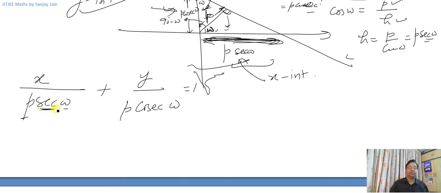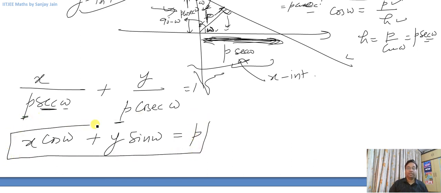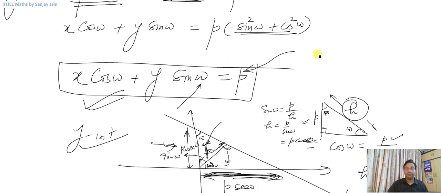So if I bring this secant omega in the numerator, it will become cos omega. So x cos omega plus y sin omega, and I will multiply the p on right hand side. So it will be equal to p. So x cos omega plus y sin omega is equal to p. This is another way of finding the same equation that we found here.